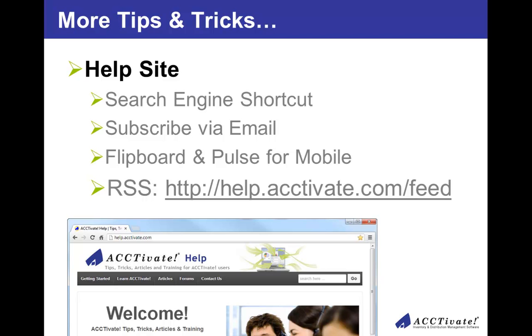And the RSS feed that you need for Flipboard, I put on the screen here. You actually have to type it in. When you go to search, you need to type in http://help.activate.com/feed. Once you type that in, it will create a flipbook for the ACCTivate help site. So again, just a lot of tools for how to get all these tips and tricks to your users, to your coworkers, and hopefully you've learned a little bit today.